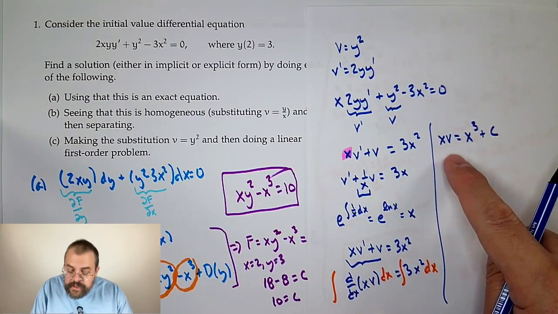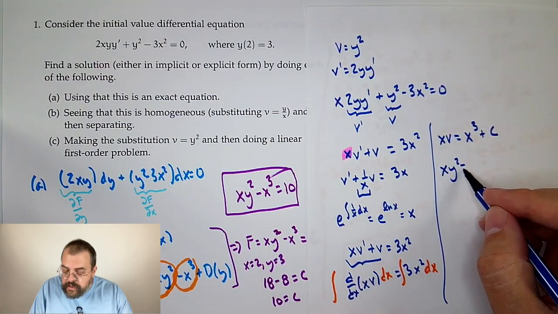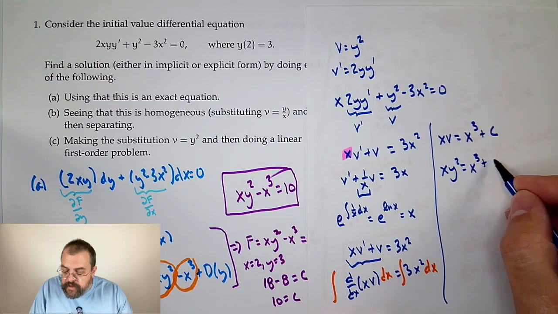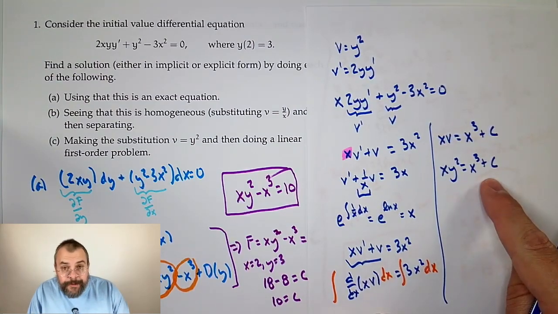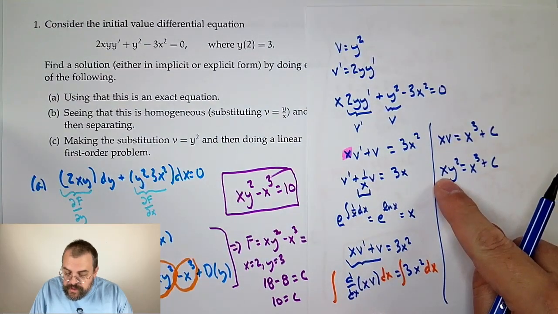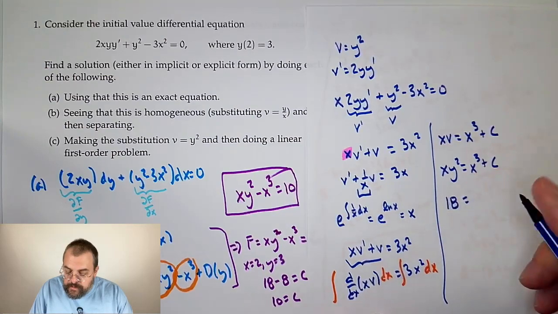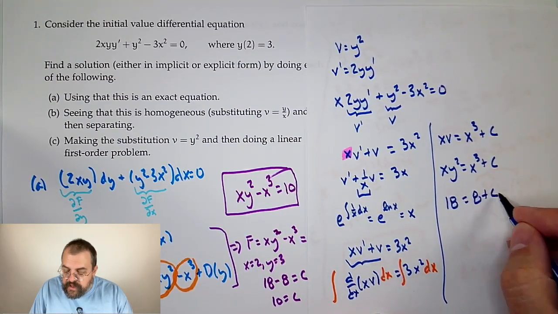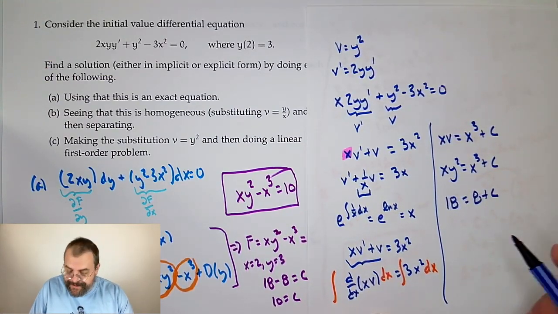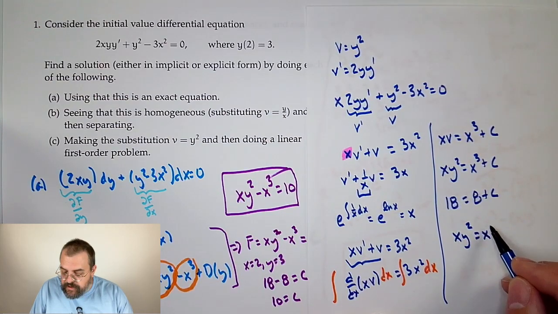And now, to finish, put in what v is. x y squared equals x cubed plus c. So we need to find c. Well, our initial condition is (2, 3). So we'll have 2 times 3 squared, 18, equals 2 cubed, 8, plus c. So c has to be 10. So finally we end up with x y squared equals x cubed plus 10.